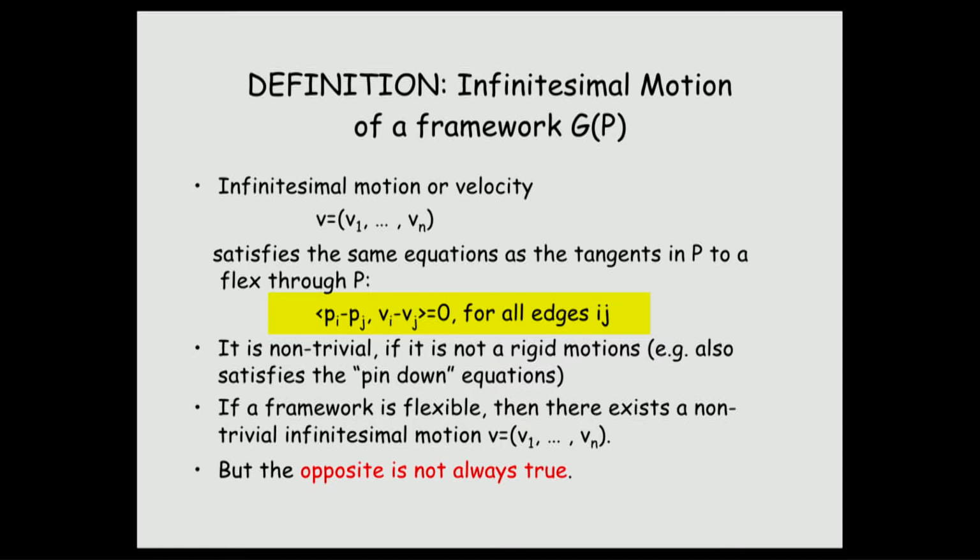So we have these equations, and the infinitesimal motion is non-trivial if it's not an infinitesimal rigid motion. Also, if a framework is flexible, then there always exists a non-trivial infinitesimal motion, but the opposite is not always true. You may have an infinitesimal motion, but the framework itself may be rigid. So this is easier to compute than Gröbner basis and other complicated things. However, it does not always give you the answer.